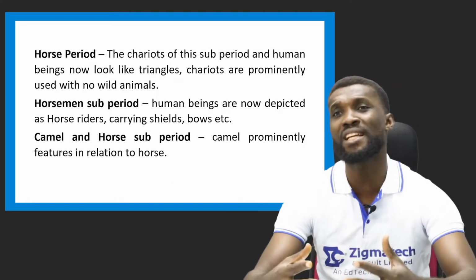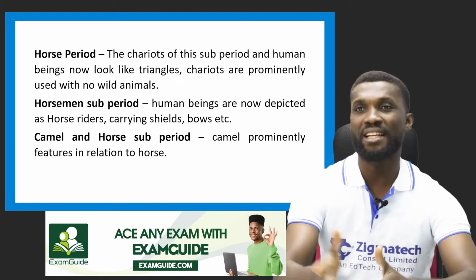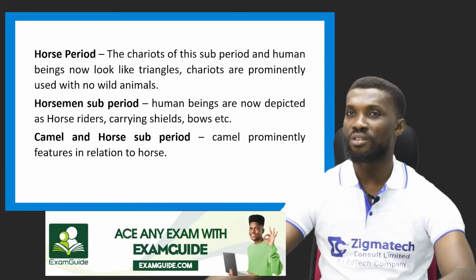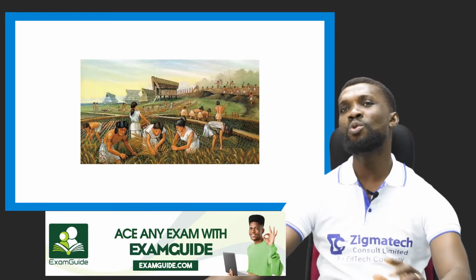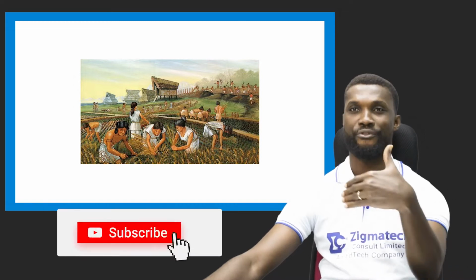Now, the camel prominently features in relation to the horse. They feature both the camel and the horse side by side. Some of these things are painted on the wall of the cave. Now, looking at the image you have there, you see they started coming together. You see they started farming.